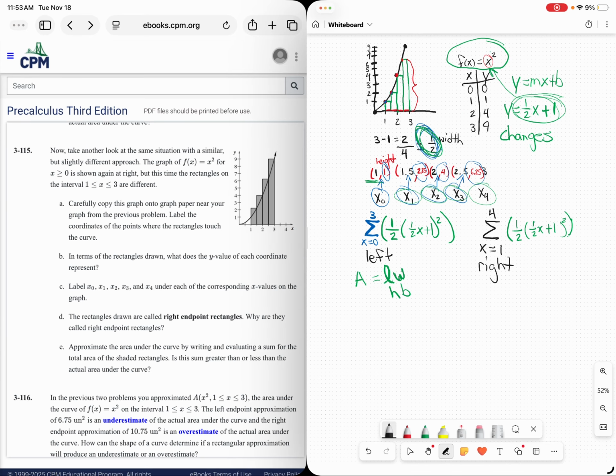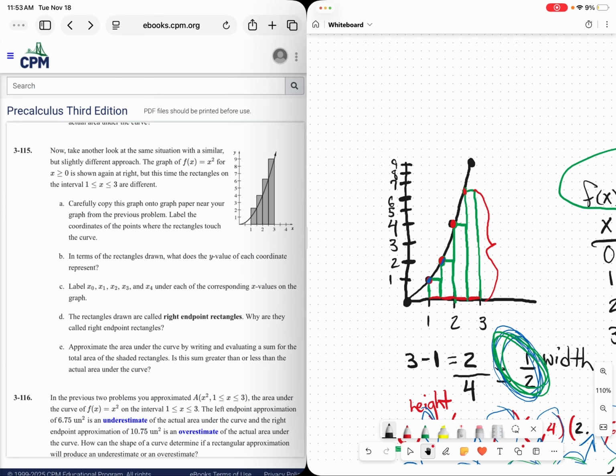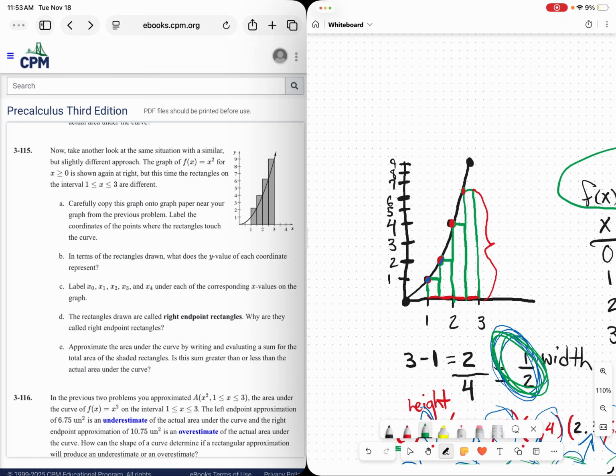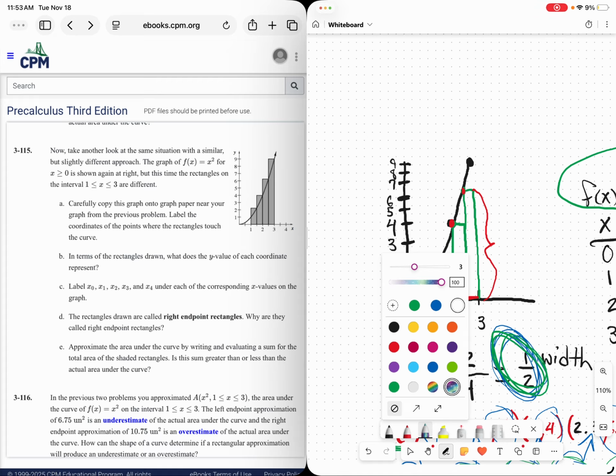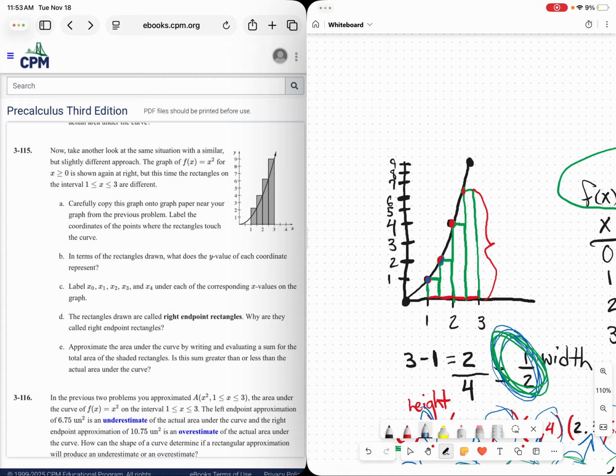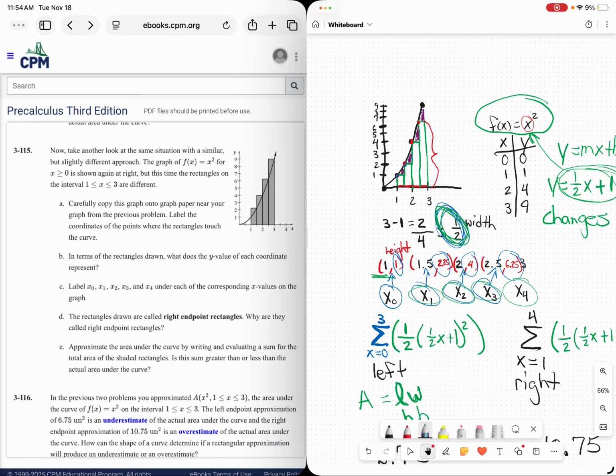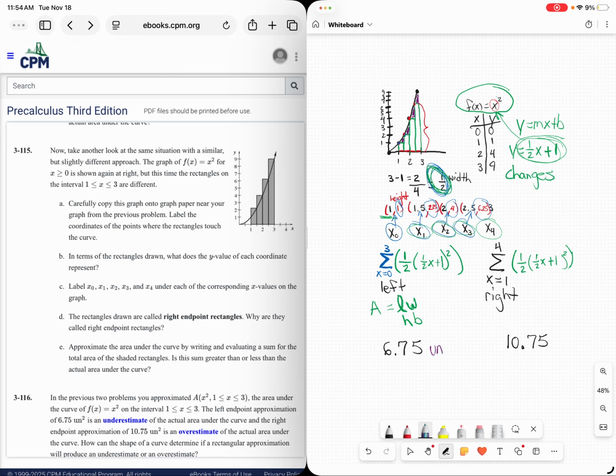So for the left, you're going to get 6.75. For the right, you're going to get 10.75, right? And when you put those in the calculator, that will work. So you should be able to see here that the left, if I zoom in, is an underestimate. Like there are points missing here. If you look, there's space here that's not accounted for. It's less, so it's an underestimate. So if we go back, we know this is an underestimate, so the right's going to be an overestimate. So let's look at the right.